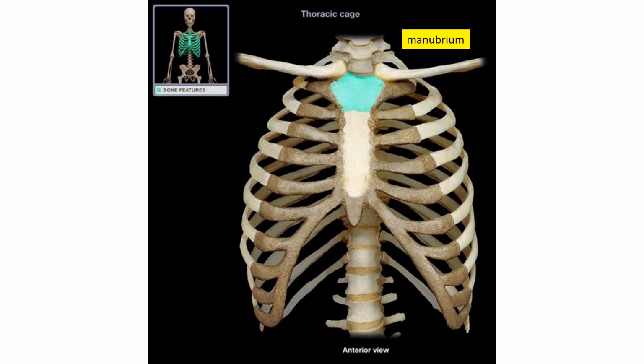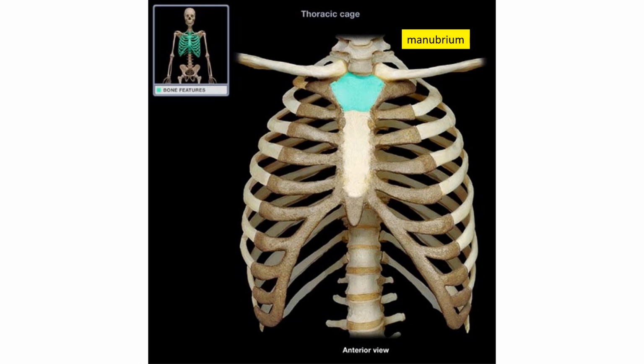Now, what are the main features of this manubrium? First of all, it has in this area a notch. This notch is going to receive the medial end of the clavicle, and this is the point of attachment of the pectoral girdle with the axial skeleton, and it makes the sternoclavicular joint. And there is a depression in the middle called the jugular notch.